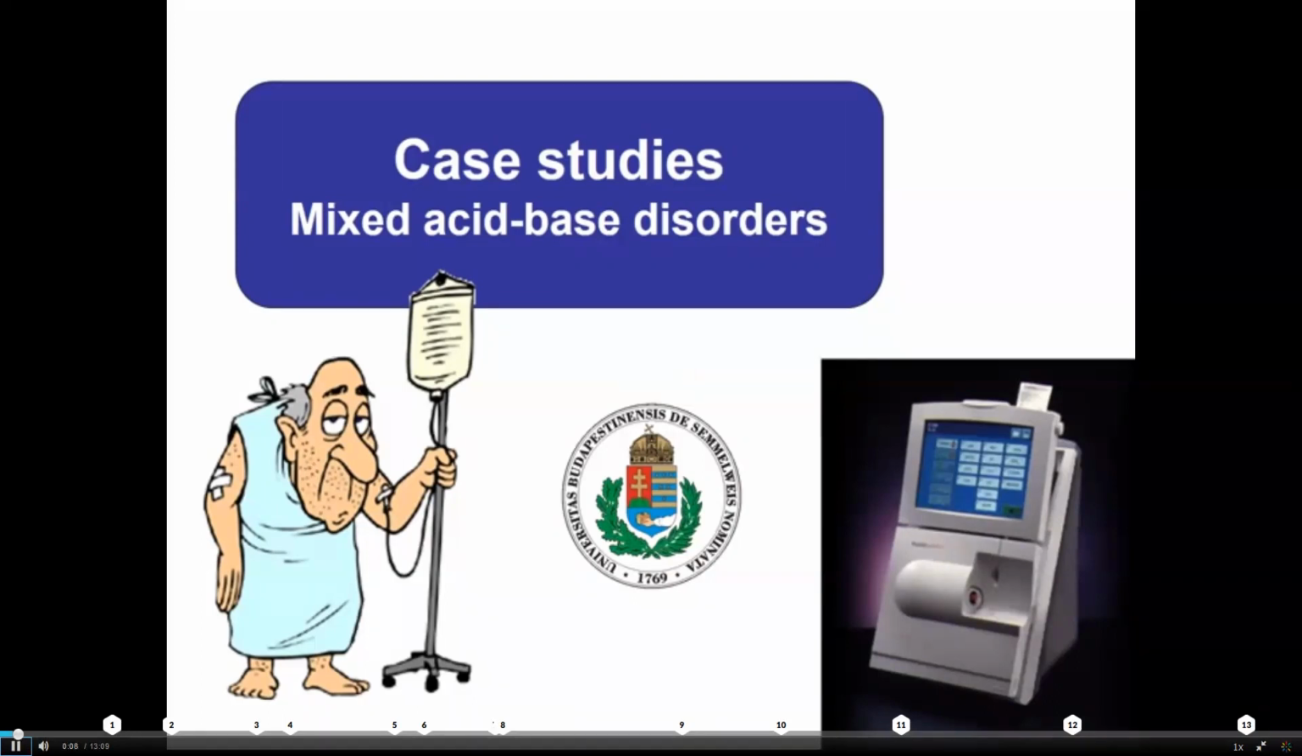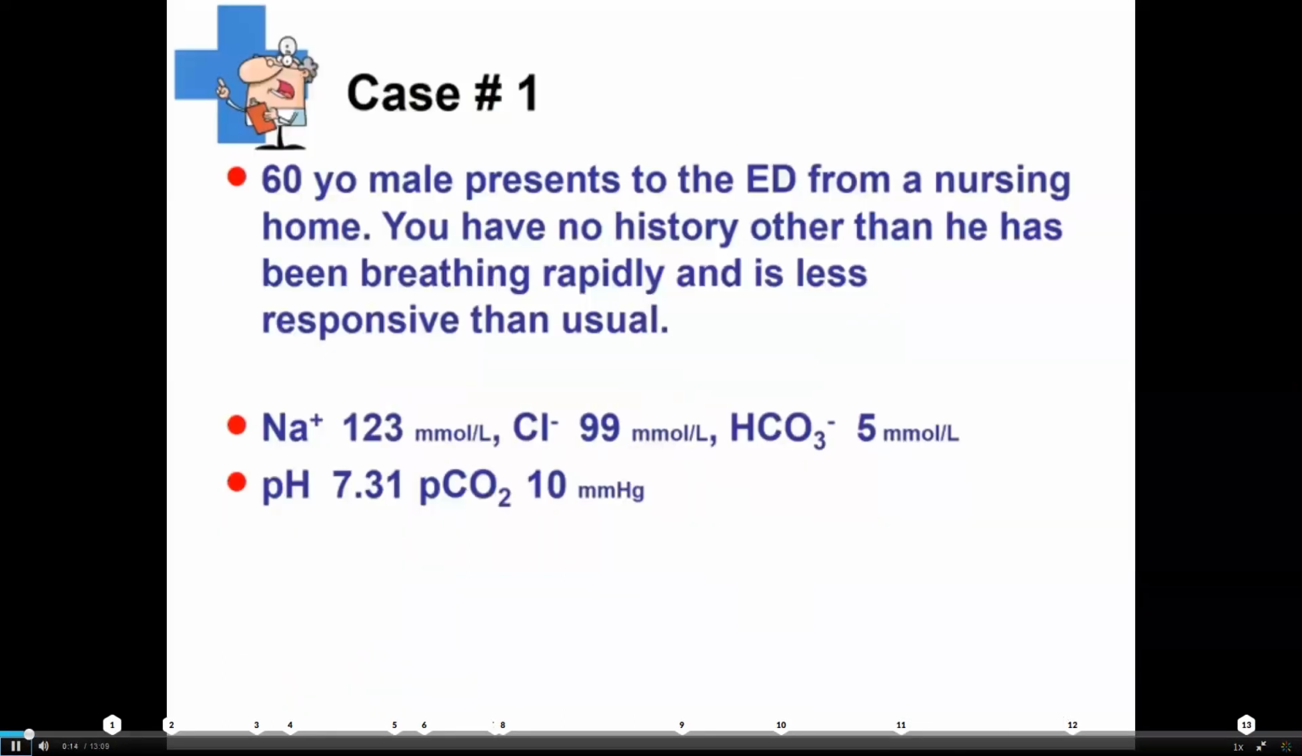To understand the evaluation of the acid-base disorders, I'm going to show you three case studies that included some difficult mixed acid-base conditions. Case 1. We do have a 6-year-old male who presents to the ED from a nursing home. You have no history other than he has been breathing rapidly and is less responsive than usual. The important parameters you can read here, you can make a note on a paper to understand it.